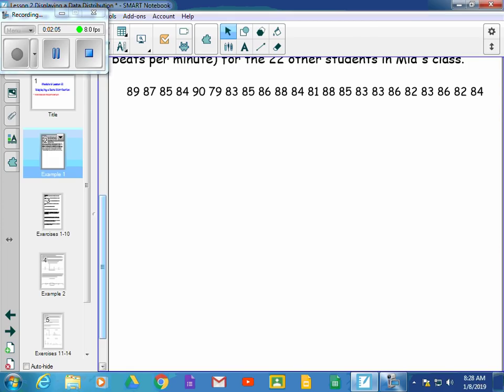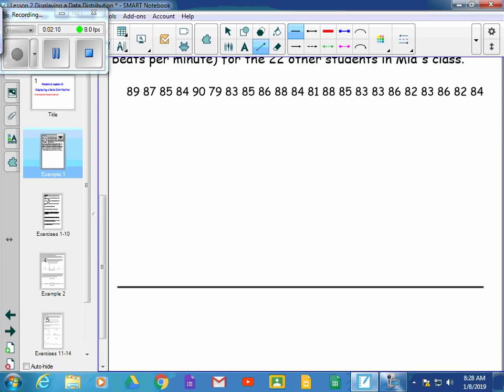What I'm going to do is start with a line towards the bottom of my paper. In reality, it's going to be a number line. And I want to start with my lowest value. If I look through my data here, the lowest value is 79. Also, the highest value is 90, and it looks like it includes a lot of data in between. So I'm going to go up by ones from 79 all the way to 90.